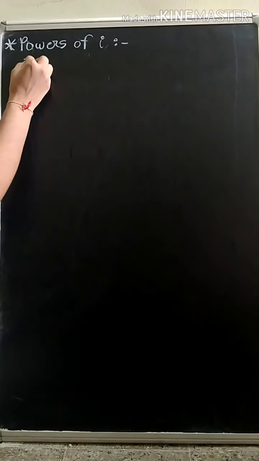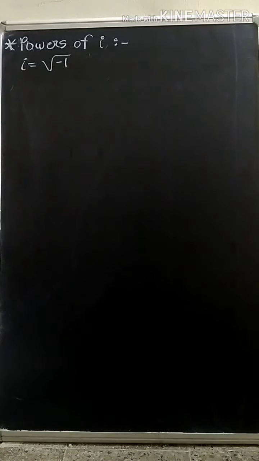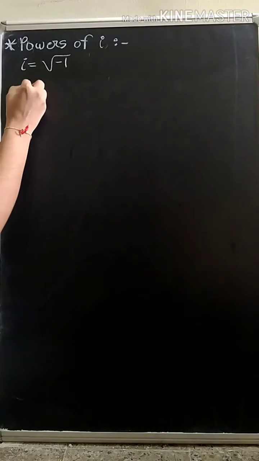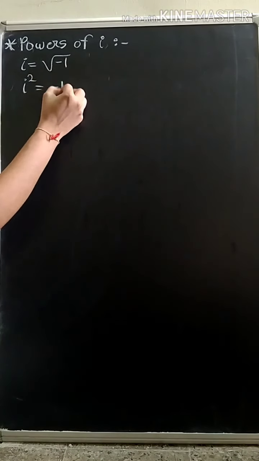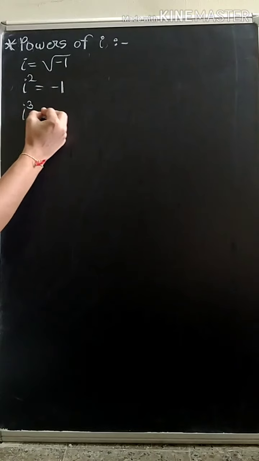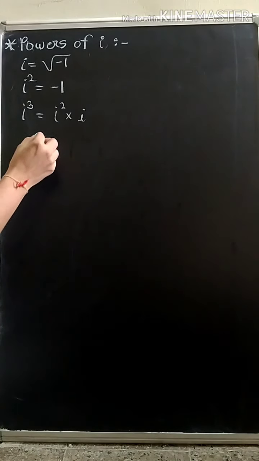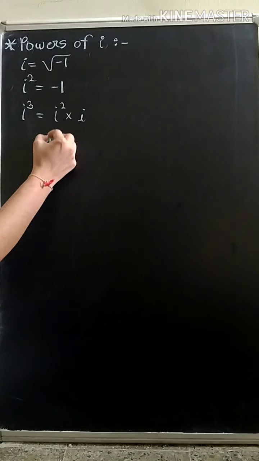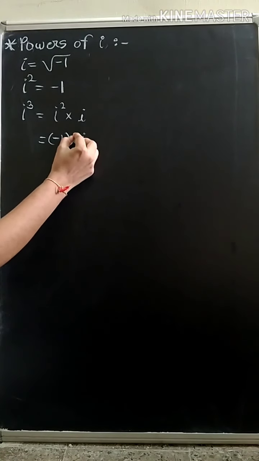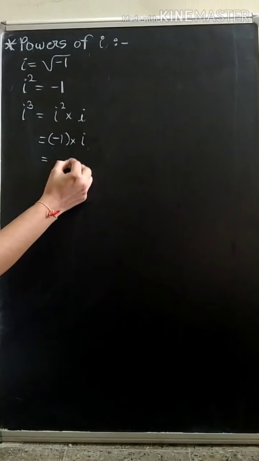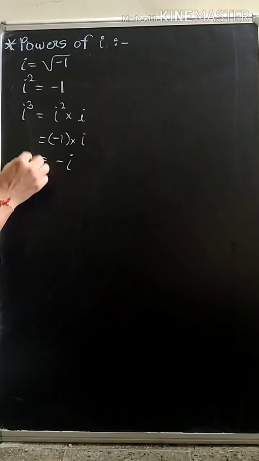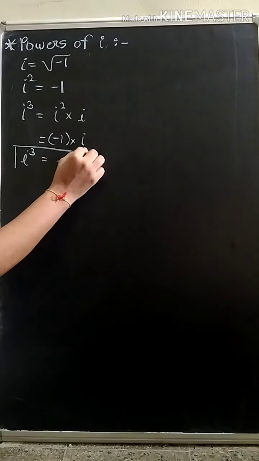Now today we will discuss powers of i. So i is what? Square root of minus 1, and i square is minus 1. So i cube equal to i square into i. Is it okay? i square is minus 1 and i is as it is. So minus 1 into i is minus i. So i cube equal to minus i.